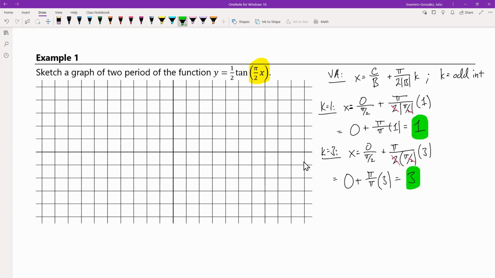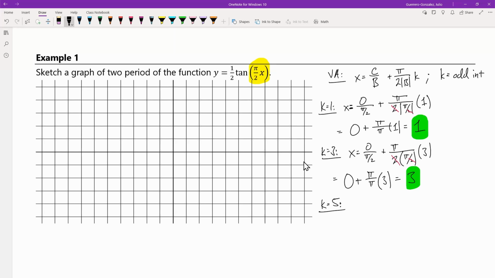Usually after your second value that you plug in, you start to see a pattern. The third time that you plug in your k value should solidify that pattern. Does that make sense? I'm going to let you guys think about this for a second. The next odd value is k equal 5. I wonder what my asymptote's going to be.